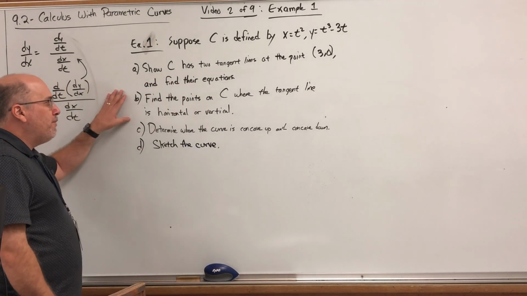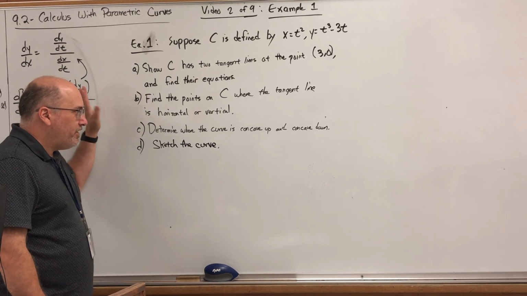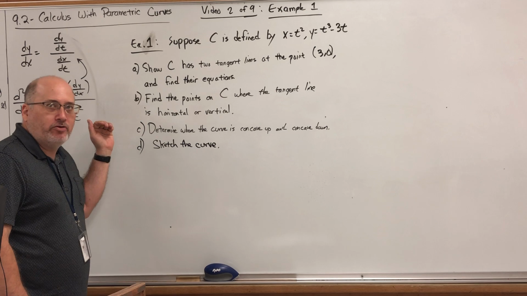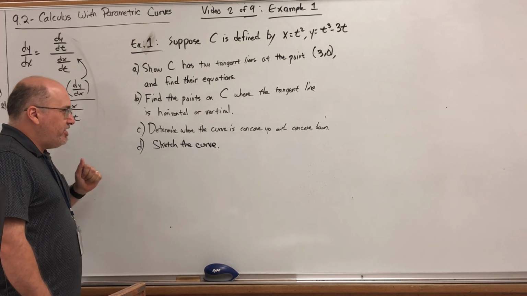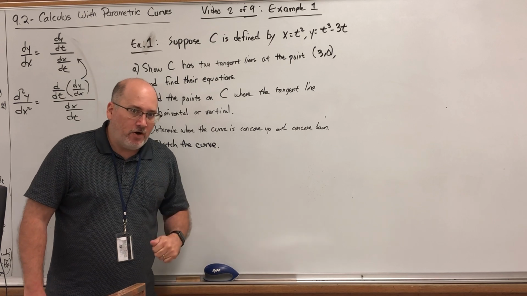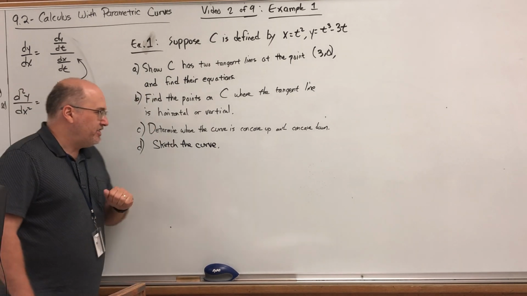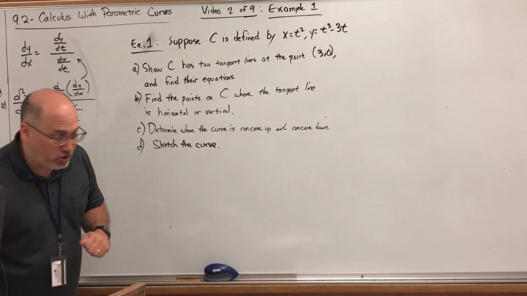Part B, find the points on C where the tangent line is horizontal or vertical. Well, we know we can find that by setting the correct derivative equal to 0. C, determine where the curve is concave up and concave down. That's going to involve analyzing the second derivative, which we'll calculate using this formula. And part D, we're going to use all that information to sketch the curve.